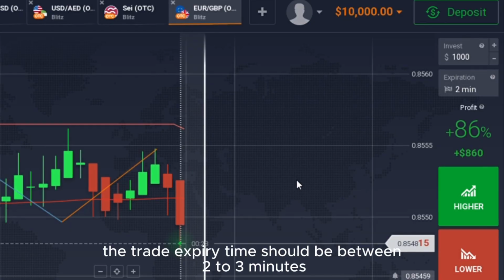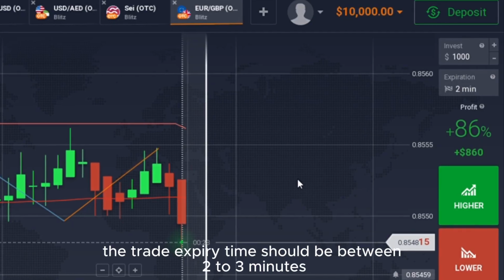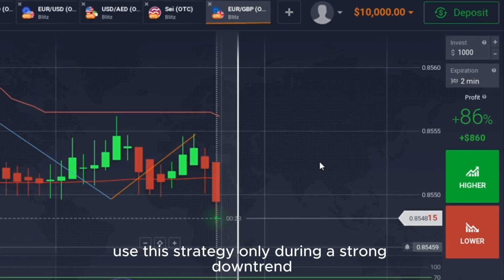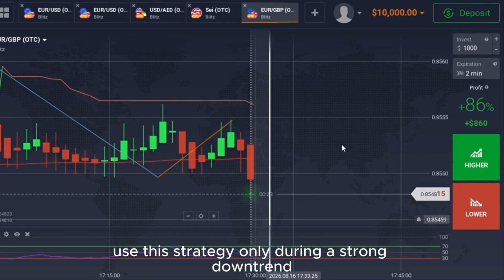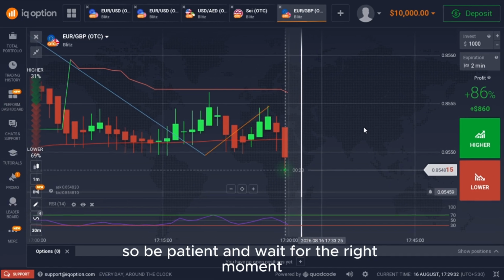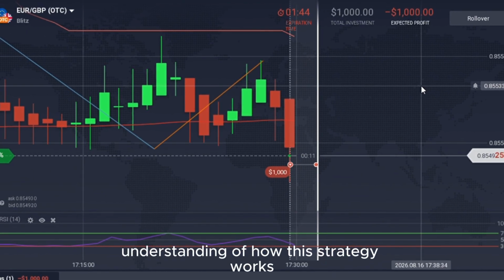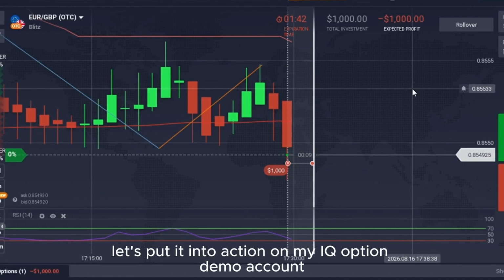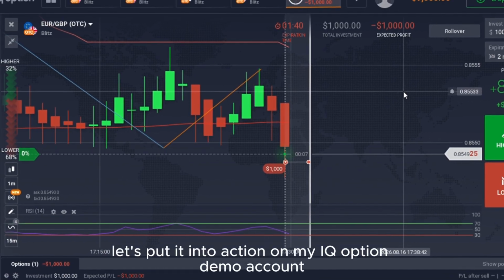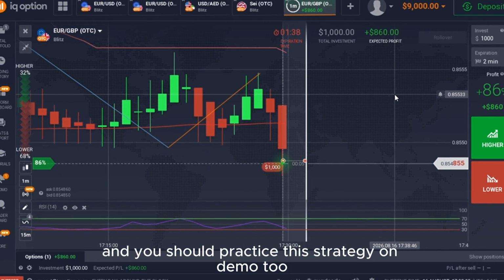The trade expiry time should be between 2 to 3 minutes. Remember, use this strategy only during a strong downtrend, so be patient and wait for the right moment. I hope you now have a clear understanding of how this strategy works. Now, let's put it into action on my IQ Option demo account, and you should practice this strategy on demo too.